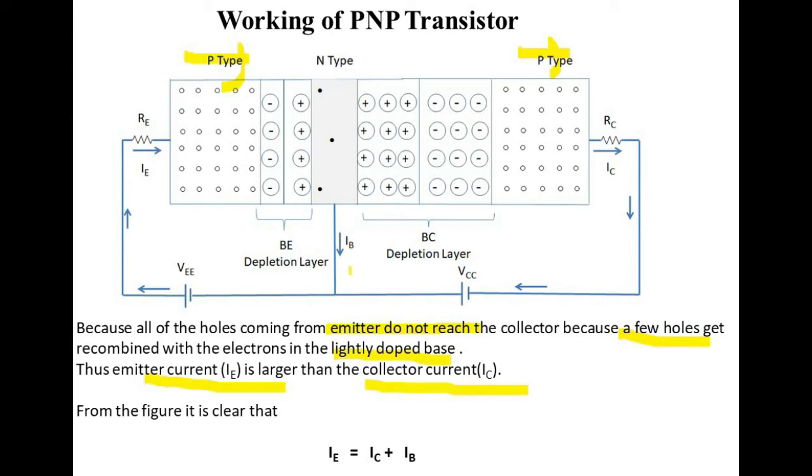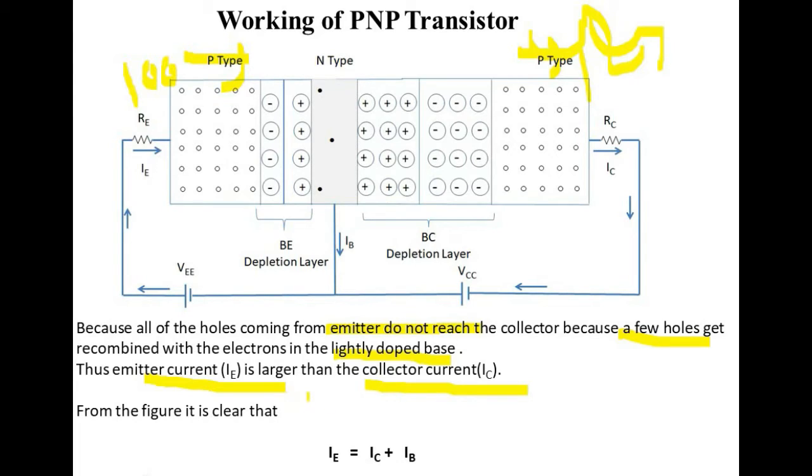Because, as an example, we can say the emitter current is made up of 100 holes and the collector current is made up of 98 holes. That is why the emitter current is larger than the collector current IC.